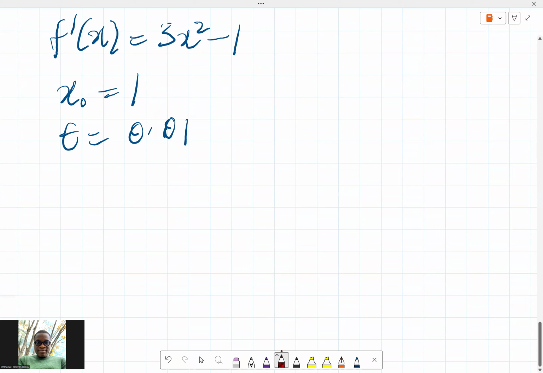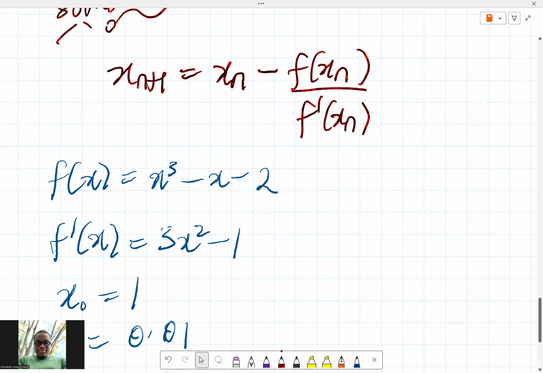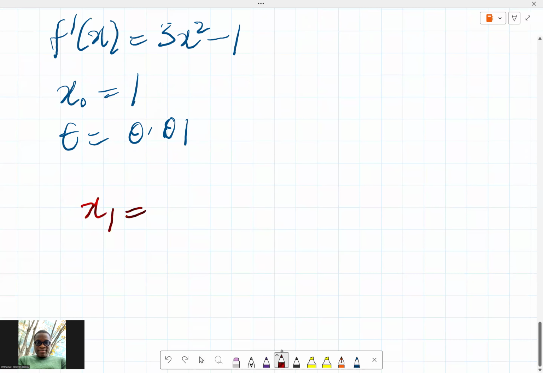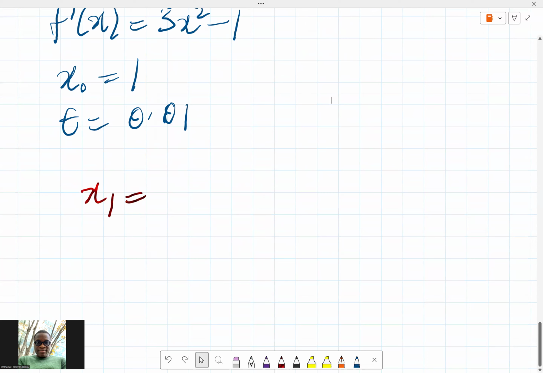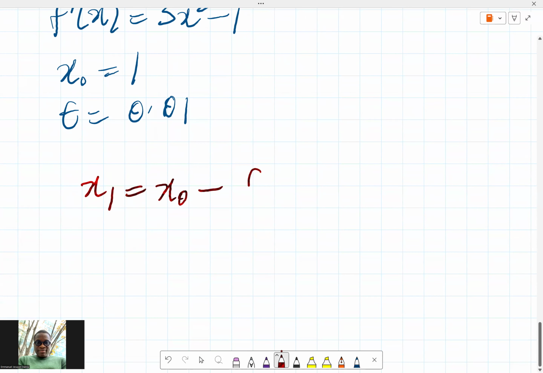The first iteration, we are going to have x1. That's when you set n to 0. So if you set n to 0, we have x1 equals x naught minus f of x naught over f prime of x naught. So that's x naught minus f of x naught divided by f prime of x naught.